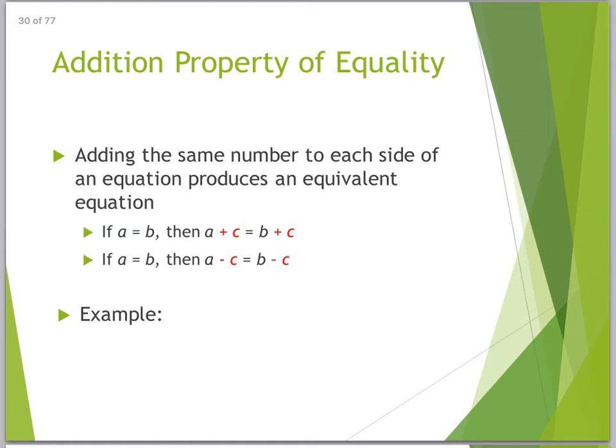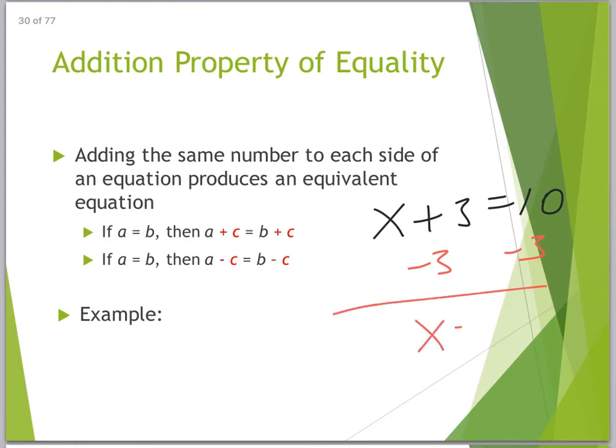More properties. You know I love them. The addition property of equality says adding the same number to each side of an equation produces an equivalent equation. Technically, the addition property of equality also encompasses the subtraction property of equality because subtracting a number from both sides is the same as adding its opposite, adding a negative. So again, adding the same number to each side of an equation produces an equivalent equation. So if I had x plus 3 equals 10, and I would, let's say in this case, subtract 3 from both sides, we know that x is 7.